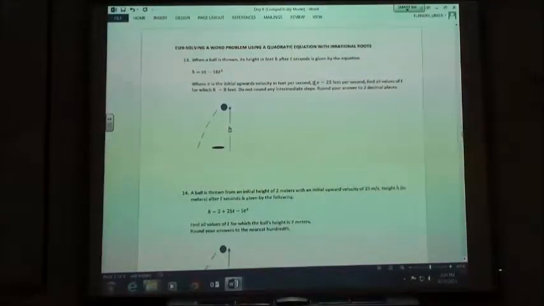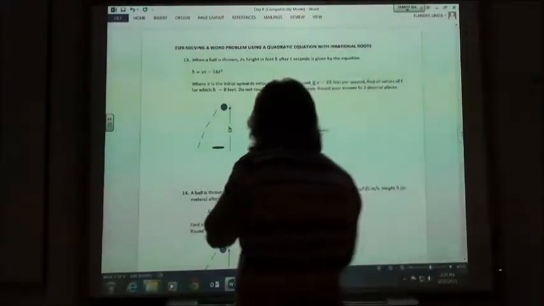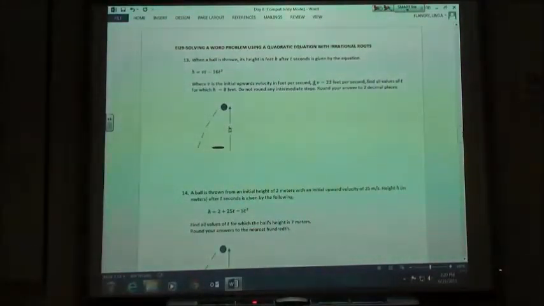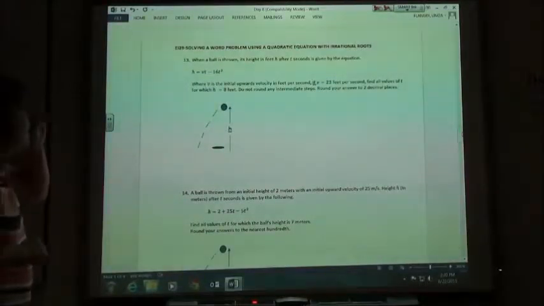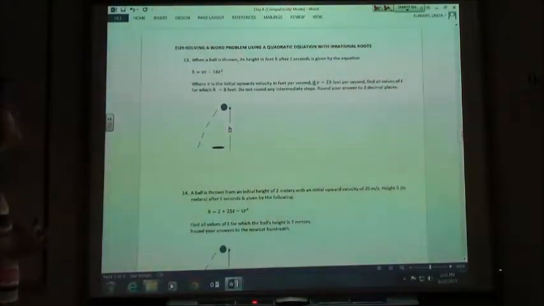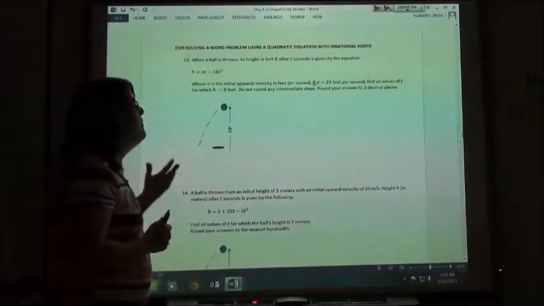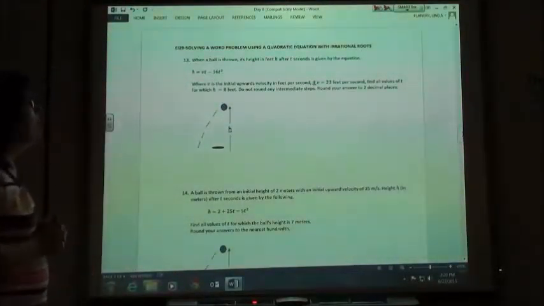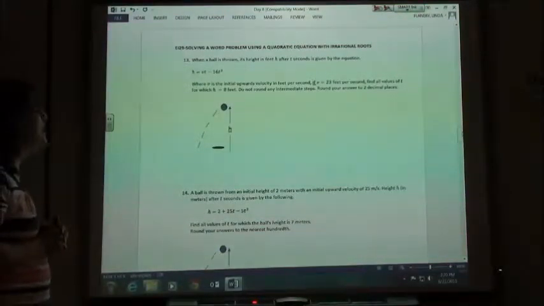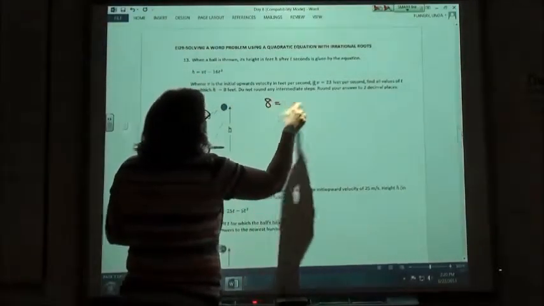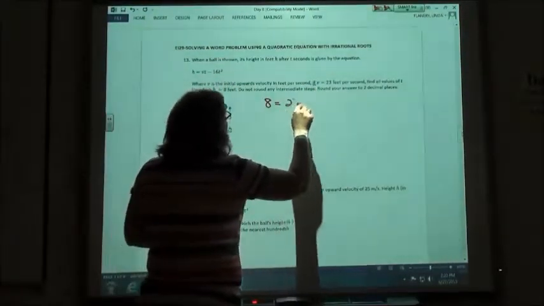13, 14, 15, we're going to use the quadratic equation again to solve, but this time we are going to convert our quadratic equations into decimal answers. So it says when a ball is thrown, its height in feet h after t seconds is given by the equation h equals vt minus 16t squared, where v is the initial velocity in feet per second. If v is 23 feet per second, find all the values of t for which h is 8 feet. So I'm going to put an 8 in for the h and a 23 in for the v.